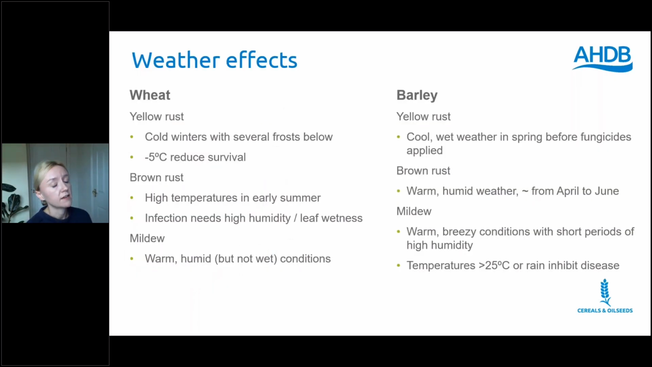The next thing to consider is the weather effects. As you go through the season, from February, March, into April and May, what factors drive yellow rust? We know, as I said previously, that -5 degree air frosts reduce survival. And with the other diseases, brown rust and mildew, there are certain factors that we know drive disease epidemics if there's active rust or mildew sitting there. So you need to consider those factors. Because of time, I'm not going to go through them in too much detail, but what those weather effects are is fairly well established.